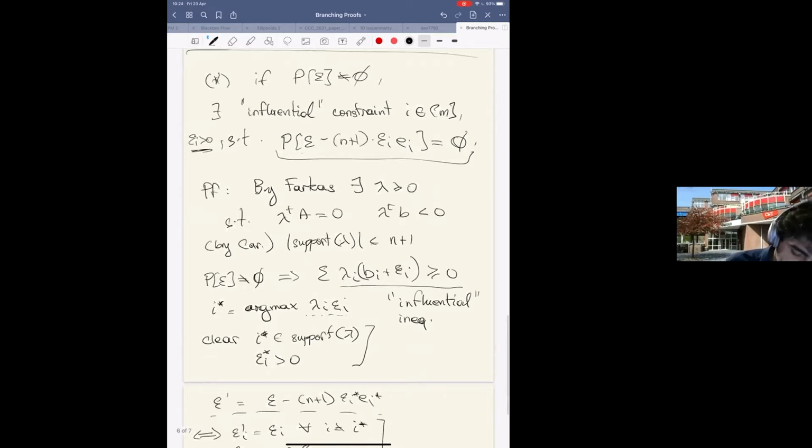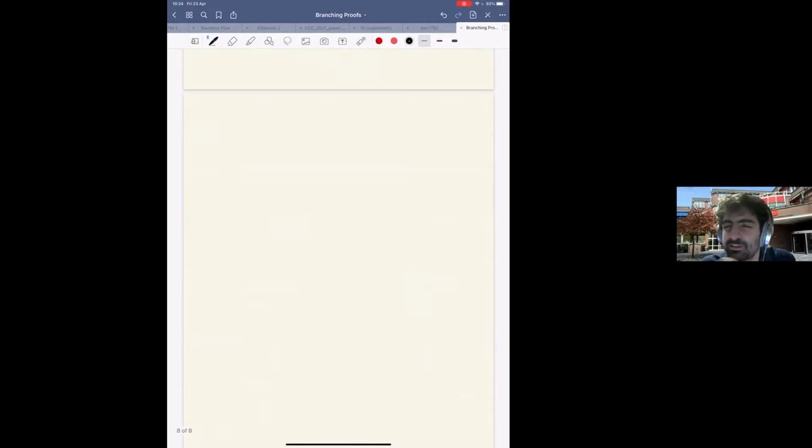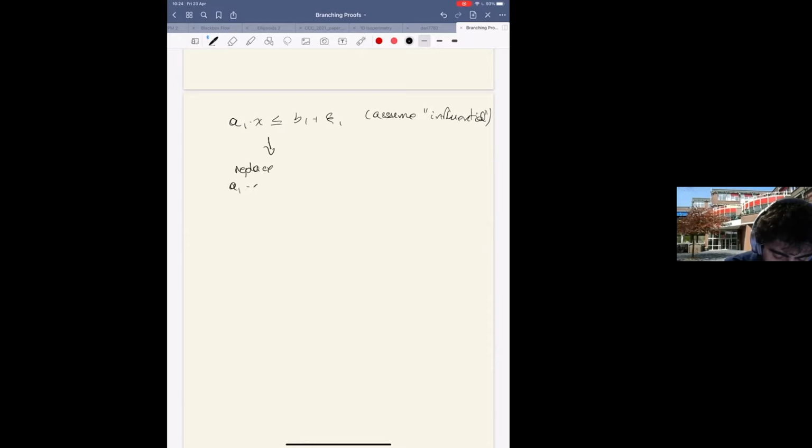Why would this be something reasonable, right? So I have some constraint A1 X less than B1 plus epsilon, assume this is the influential one. And now I basically say, okay, if I manage to replace this by A1 X less than or equal to B1 minus N epsilon 1, now we have infeasibility. Okay, so why is going from here to here reasonable? Or why would you expect this kind of thing to happen in the context of these branching proofs?